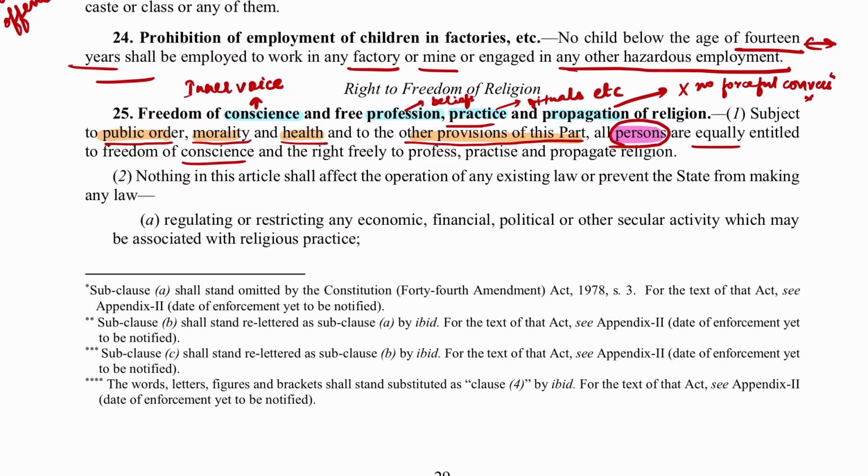So even though the individual has the freedom to practice and propagate etc. in their own way, there are permissions given to the state to make a law or continue with an existing law to regulate or restrict any kind of these activities, economic, financial, political or secular activity, which are associated with the religious practices.